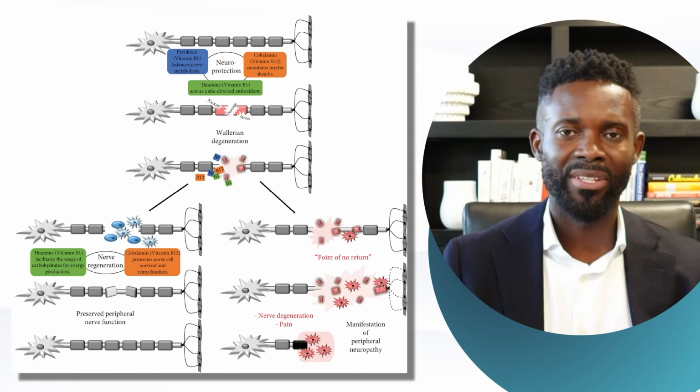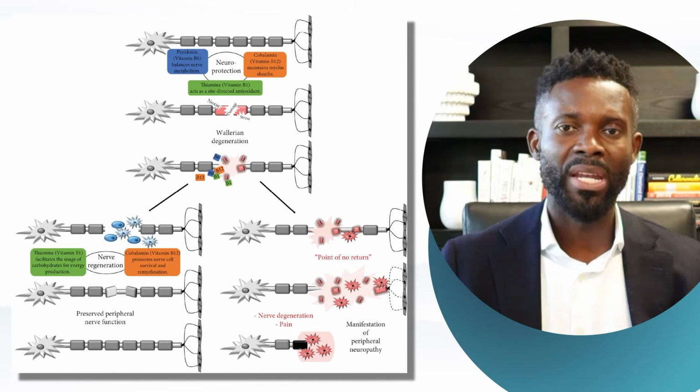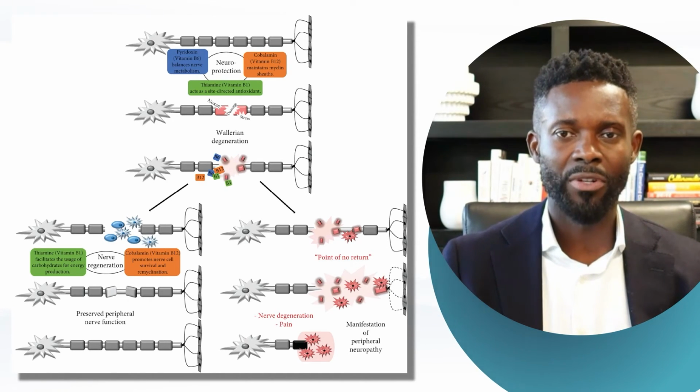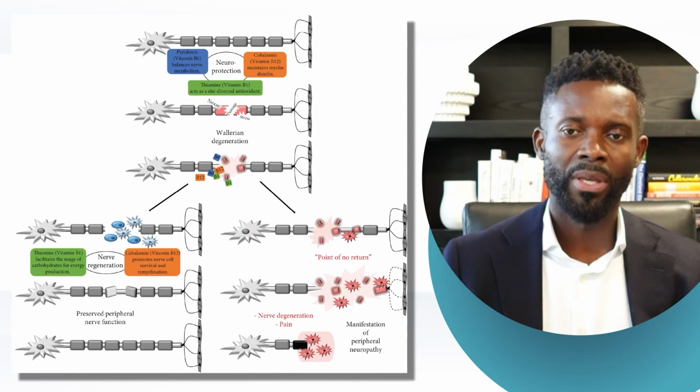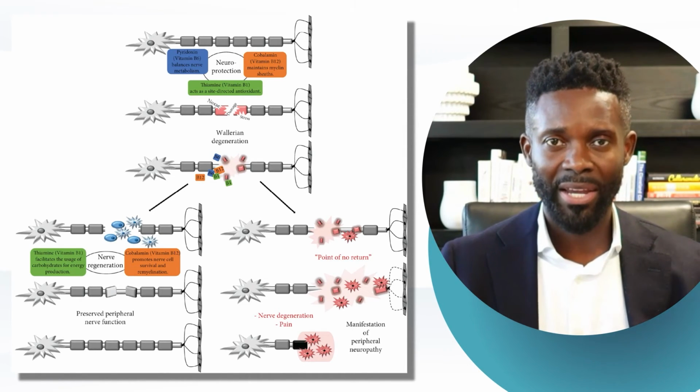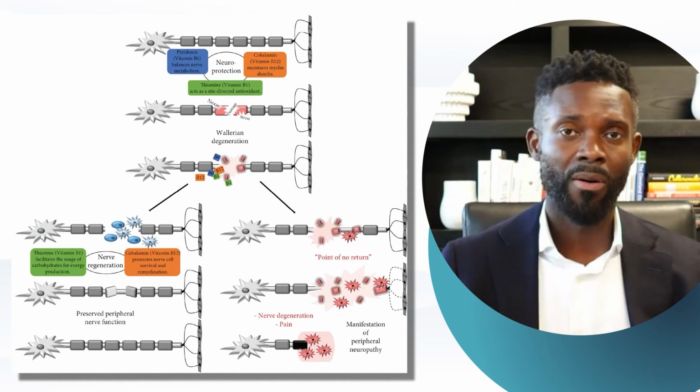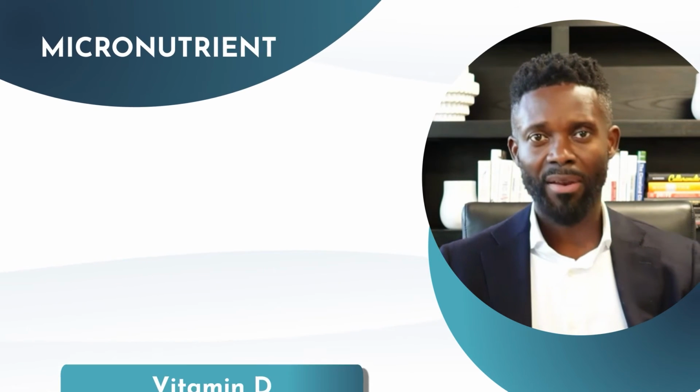So we have here, when there's an injury to the nerves, we need B vitamins to help the nerve to heal. When those things are not available, this is when we can develop disease and complications. So B vitamins are essential, not just for the nerves, but for overall energy production within the cell. All right, now let's talk about vitamin D.